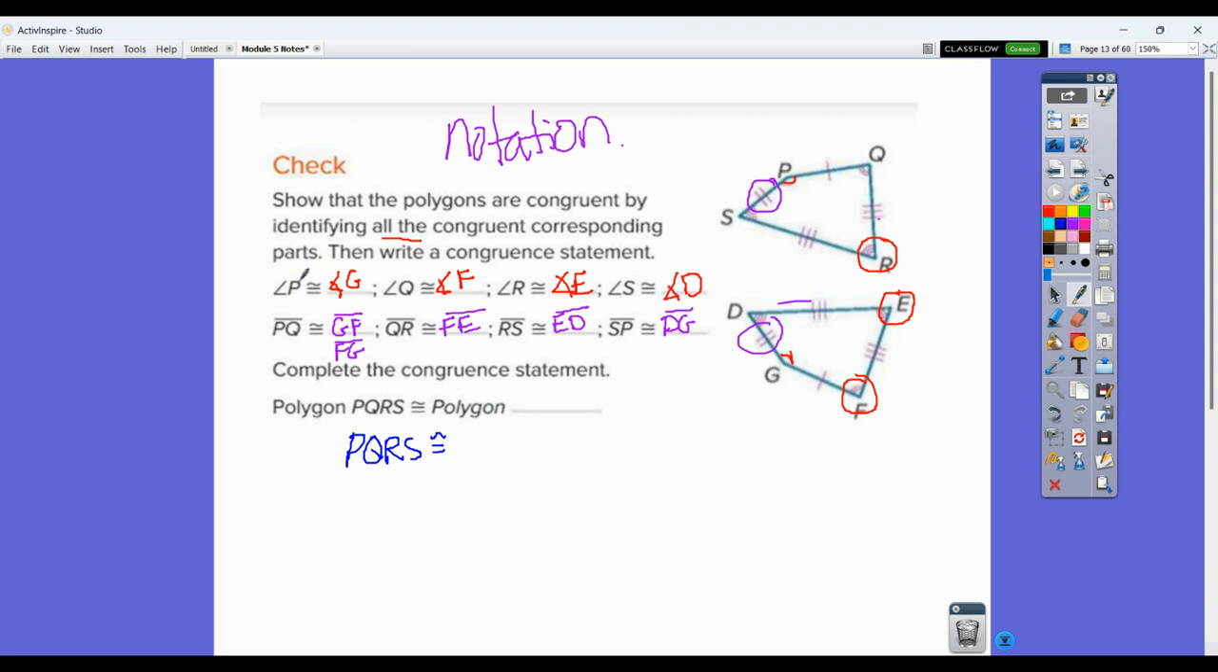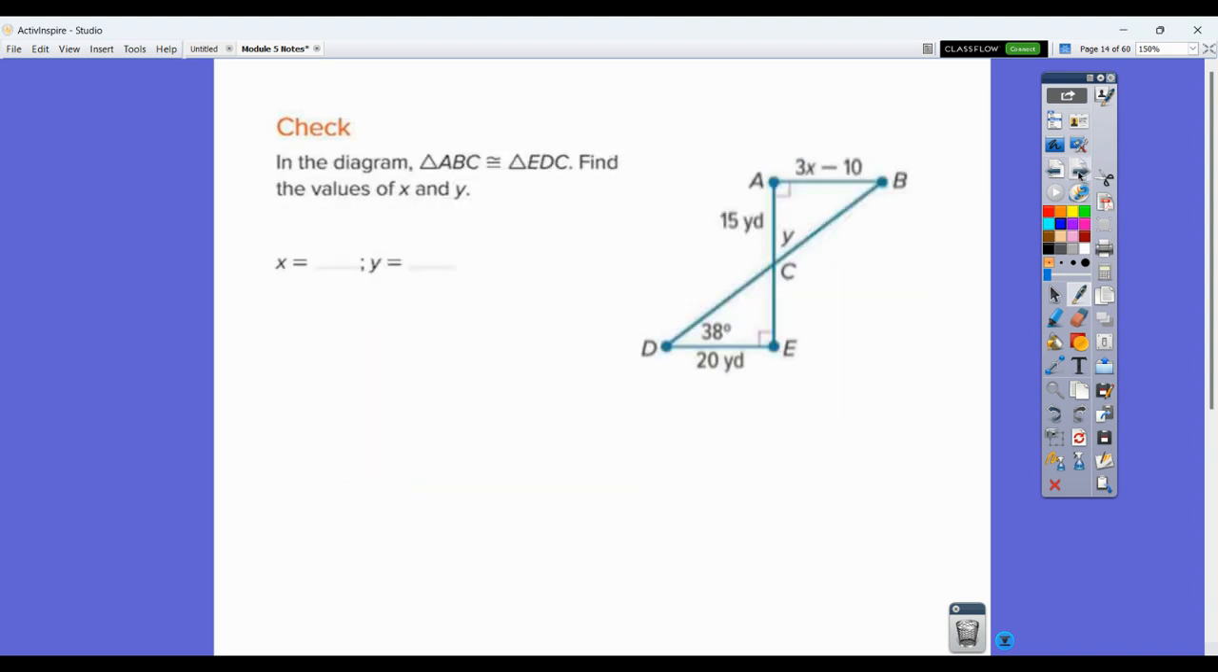So if I come up here, we have angle PQRS. We've already identified them. I need to list in order G, F, E, D. So it is important to list those in order. That P then should match up with the G, the Q with the F, and so on from there. Okay, so that is what my polygon is that's congruent there.